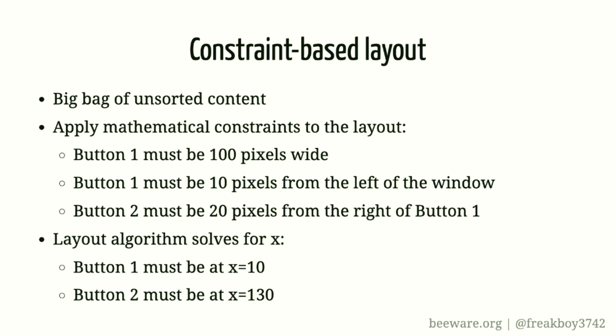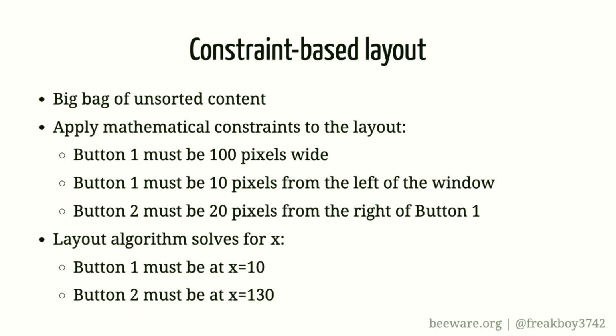In a constraint-based layout, all the content is thrown into a big unsorted bag, but then you specify mathematical constraints on the final layout. Button 1 must be 100 pixels wide. The left of button 1 must be 10 pixels from the side of the window. The left of button 2 must be 20 pixels from the right side of button 1. The layout algorithm is then literally told, solve for x. In this case here, it would mean that button 1 is at x equals 10 and button 2 is at x equals 130. Constraint-based layouts are incredibly flexible and very responsive, but it's also easy to end up with an over or under constrained layout where a layout isn't working. It's nearly inscrutable to work out why. You are literally trying to debug a complex linear algebra problem where all you've got is the wrong answer and a layout that doesn't work.